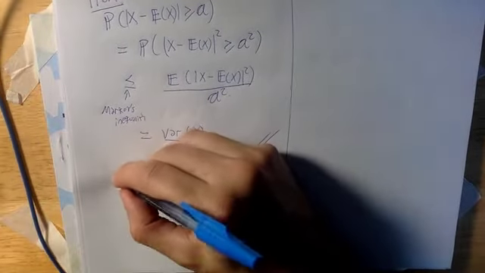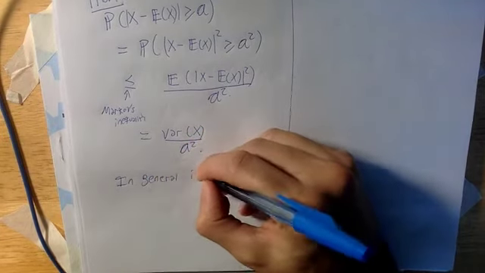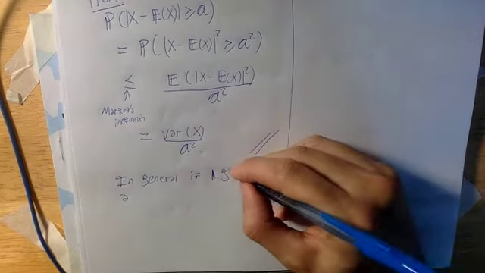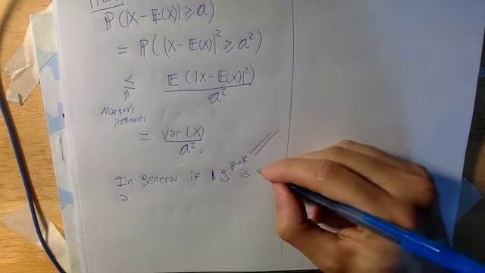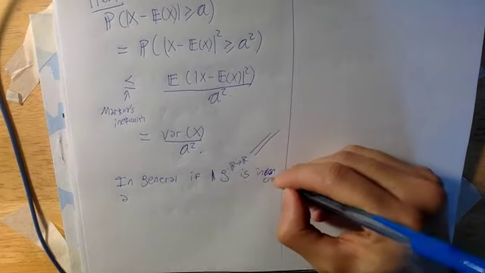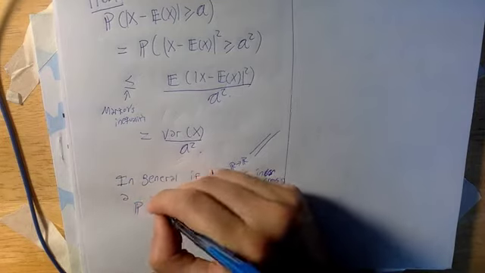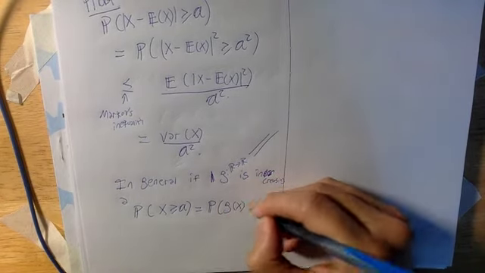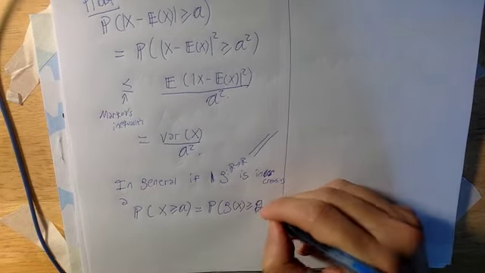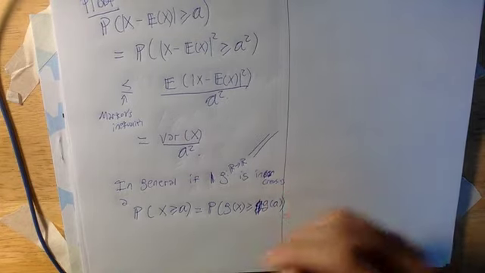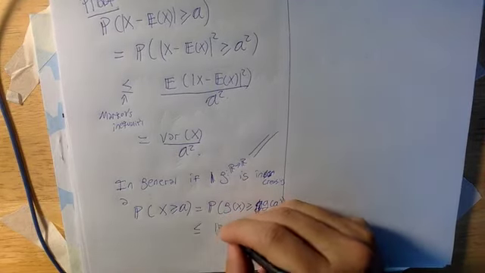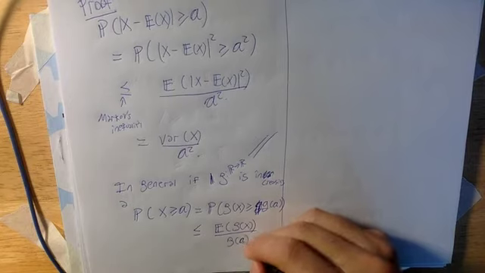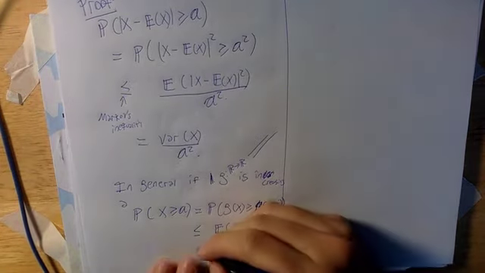Okay, so in general, if g is a function from R to R that is increasing, then the probability that X is bigger or equal than a is going to be the probability that g of X is bigger or equal than g of a, which is going to be less or equal than the expectation of g of X over g of a, by Markov's inequality.